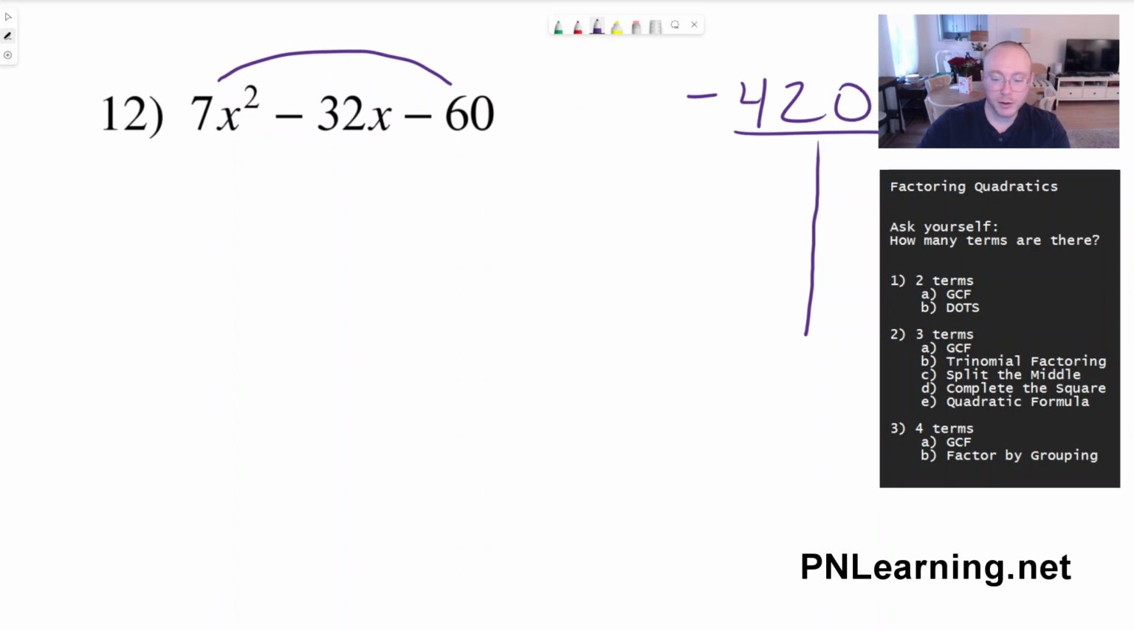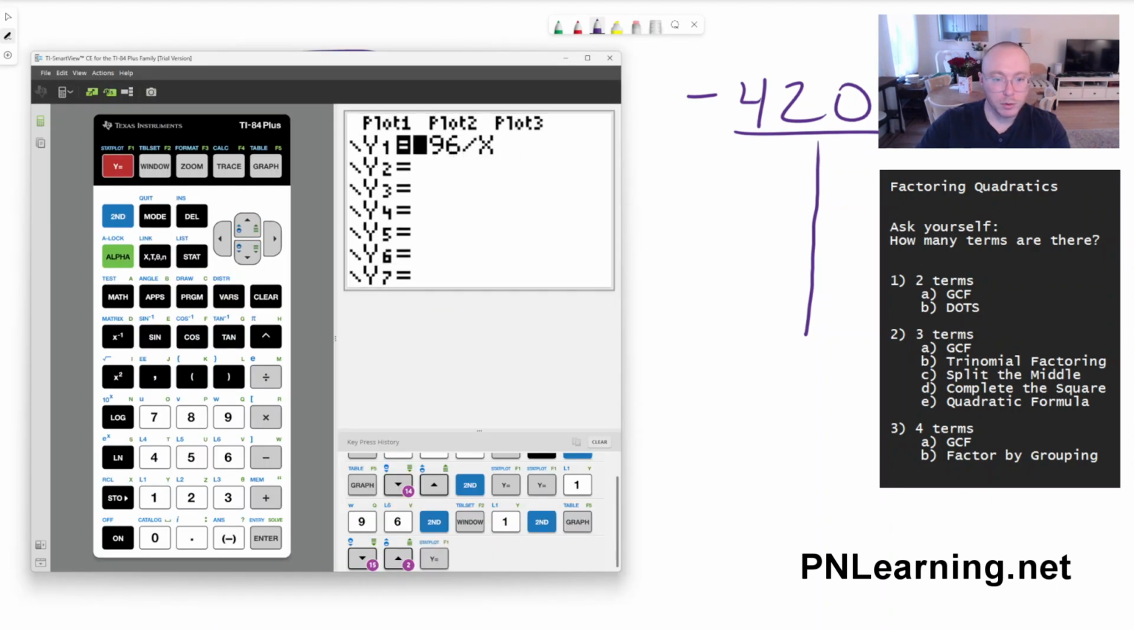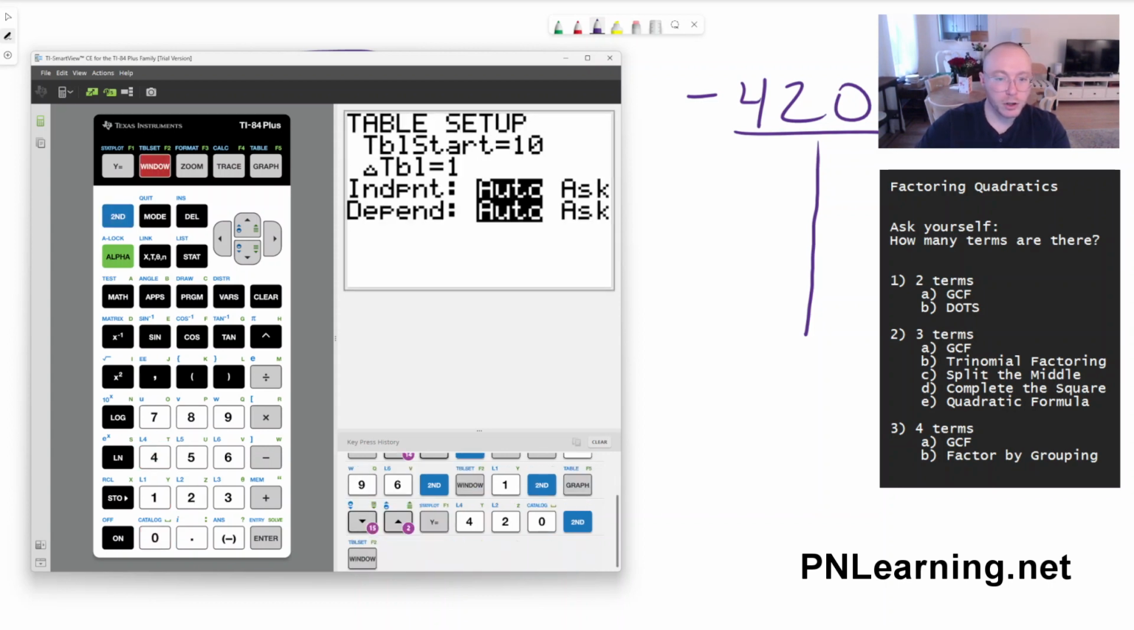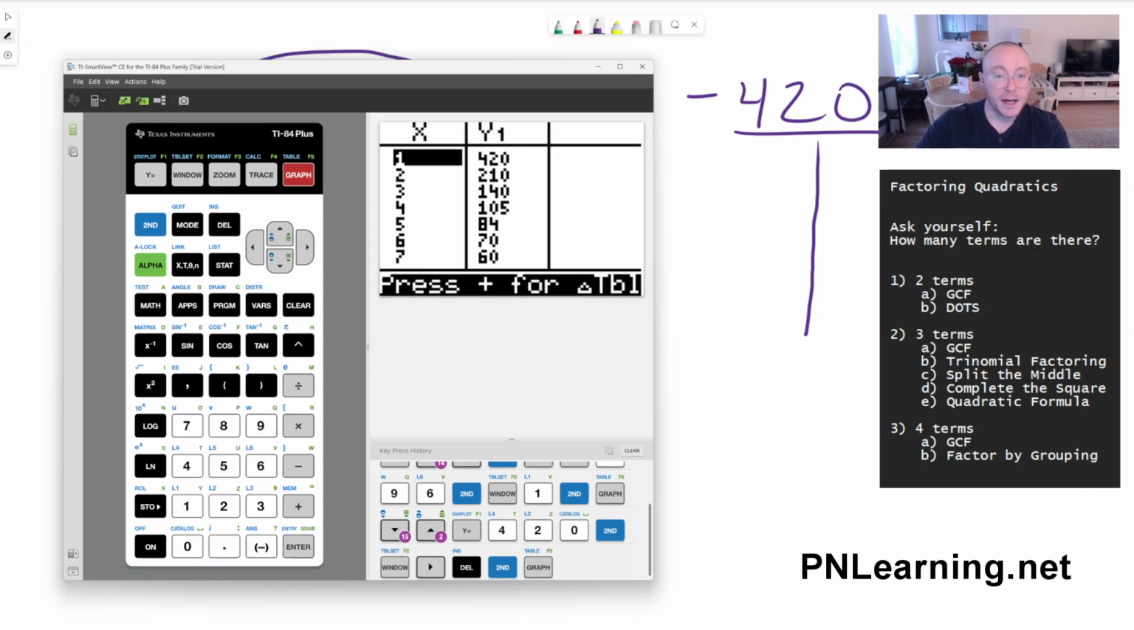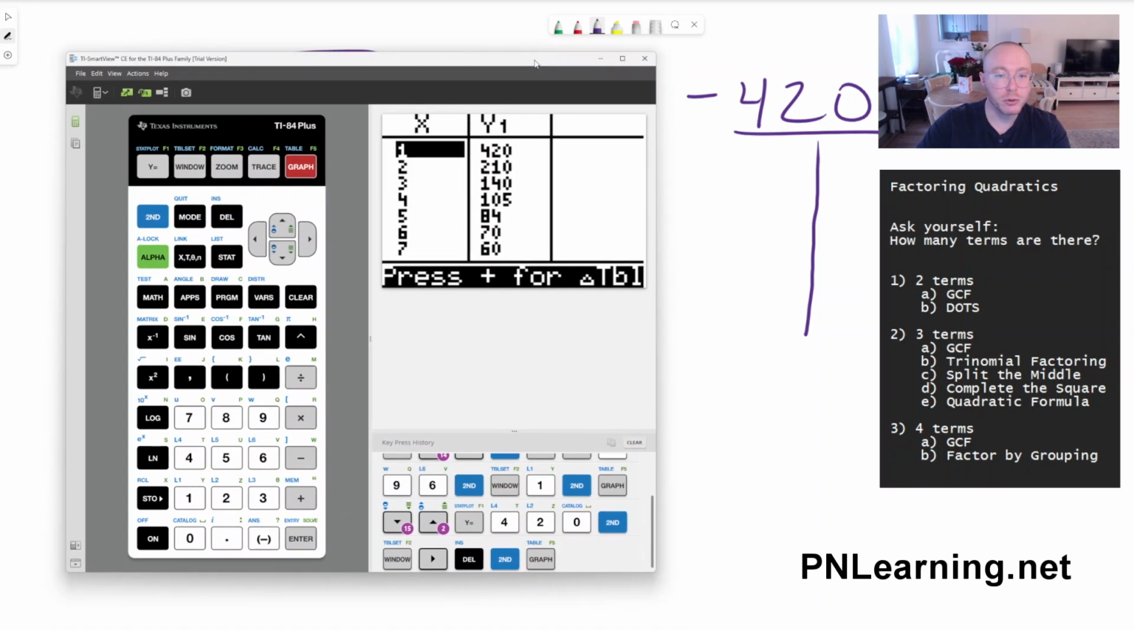Let's pull out our calculator, and let's go to our y equals and put in 420. And let's hit second window. Let's make sure our table starts us off at 1. And let's go to our second graph. Let's go to the table. And now let's start looking for factors that have a difference of 32.